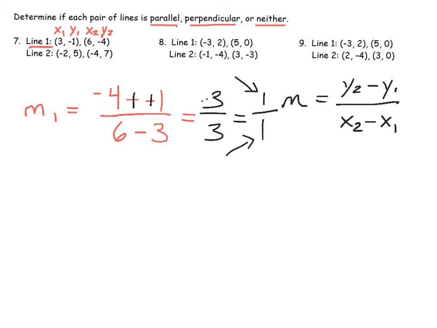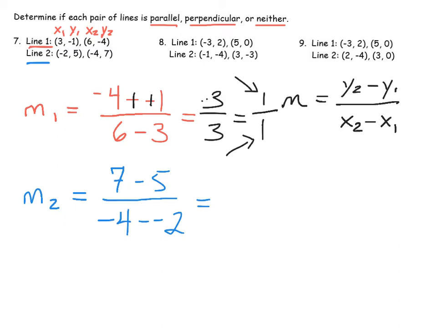All right, next let's move on. We'll take a look at slope of line number 2. So our y2 is going to be 7 minus our y1, which is 5. x2 is going to be negative 4 minus our x1, which is negative 2.